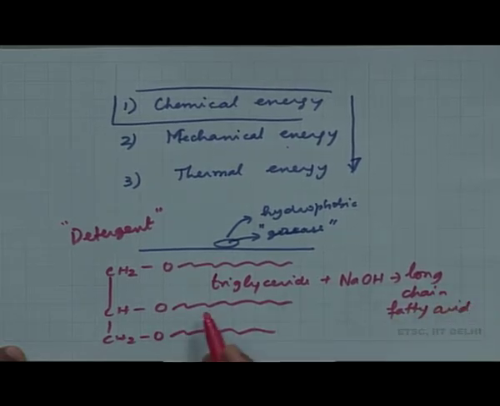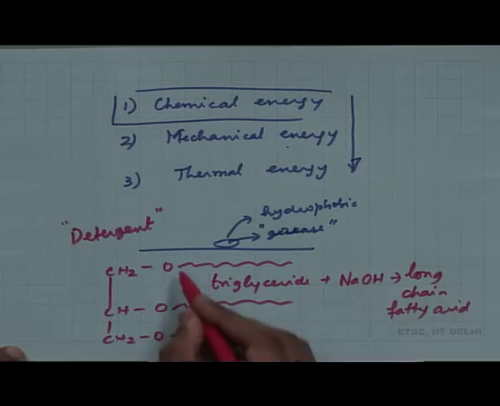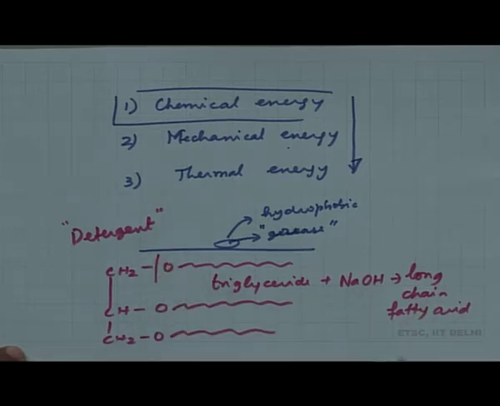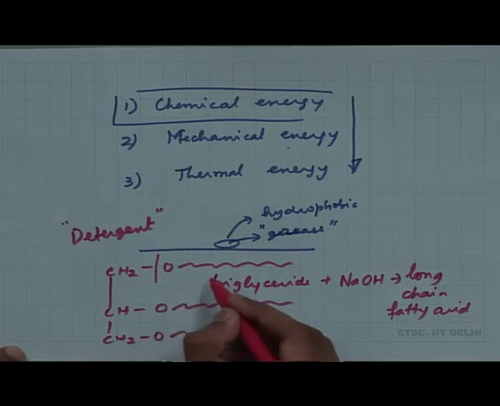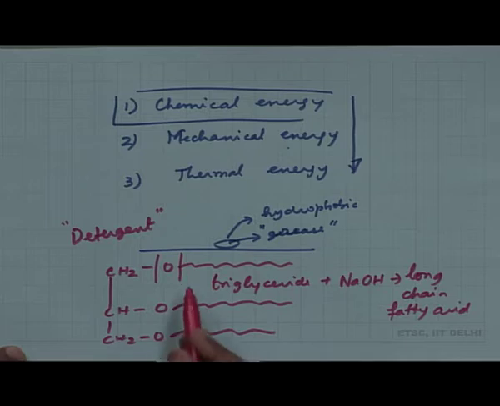You take a triglyceride, let us imagine palm oil, coconut oil, whatever. When you add sodium hydroxide, this part gets cleaved, and you will get CH2OH, glycerol, and a long chain fatty acid.